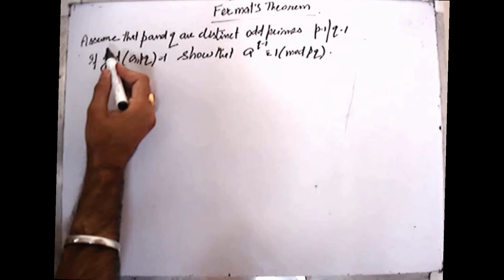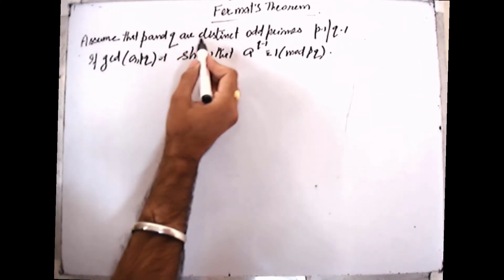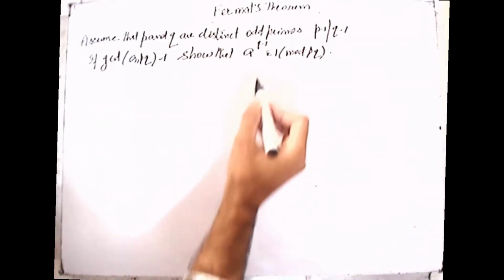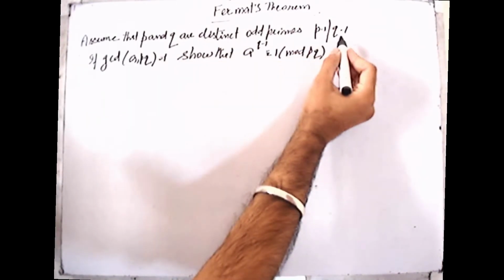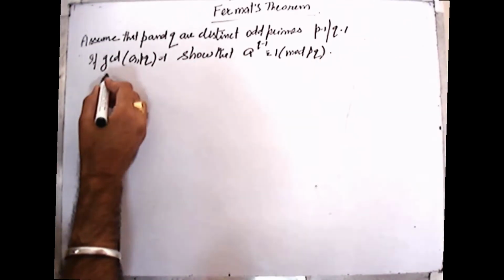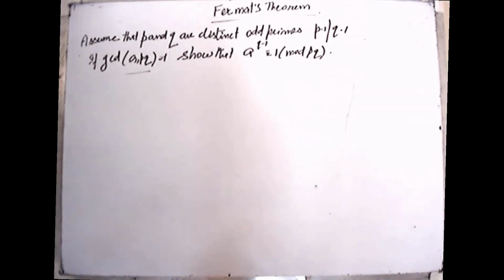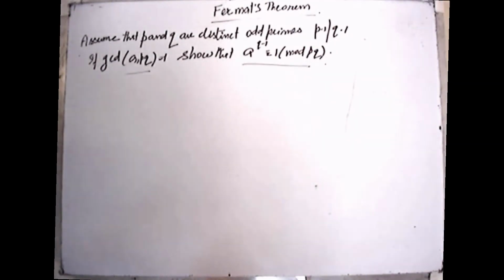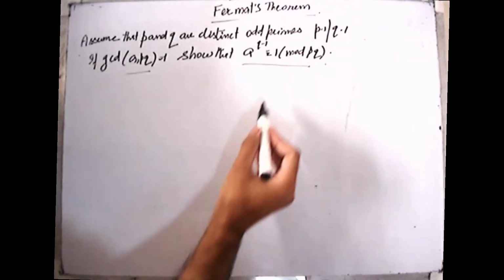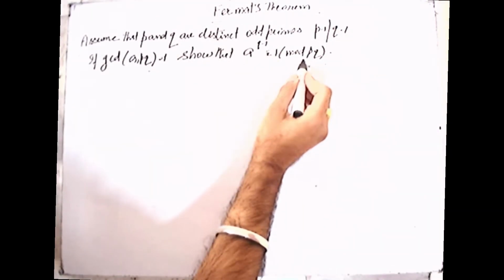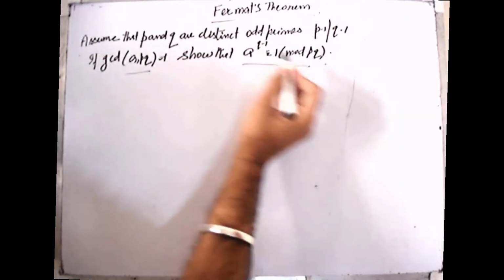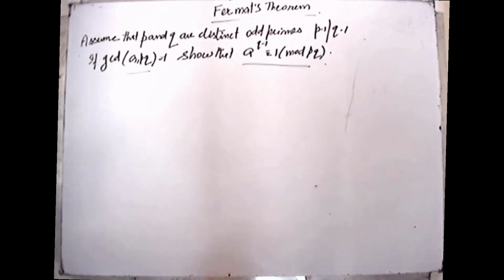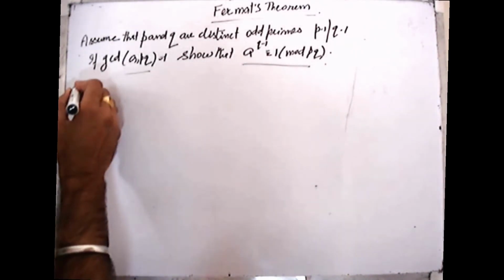the statement is: assume that P and Q are distinct odd primes, which means their GCD is 1. Given that P-1 divides Q-1, and also GCD of A and PQ is 1, show that this congruence holds. Now, as you know, by earlier results, we will prove this congruence for P and Q. Because they are relatively prime, the result will hold for their product. So let us start.